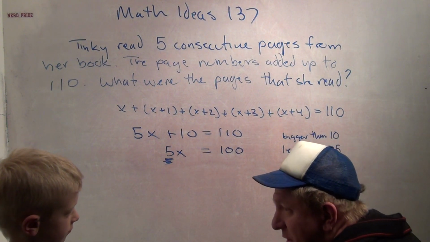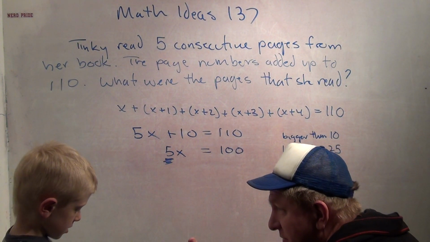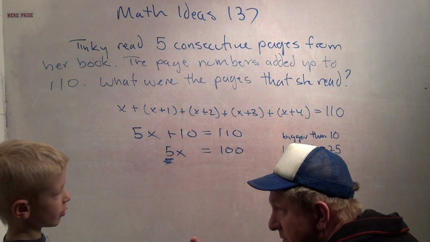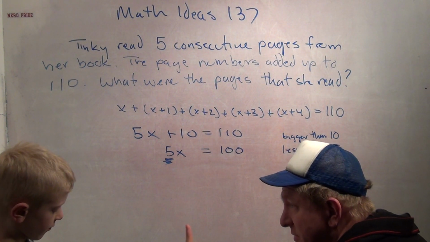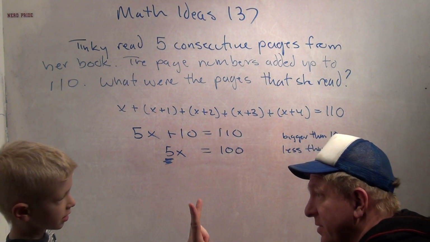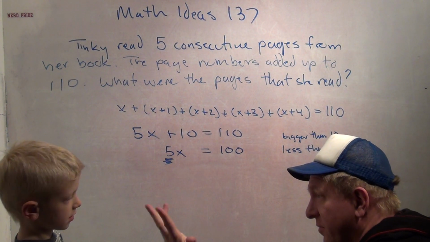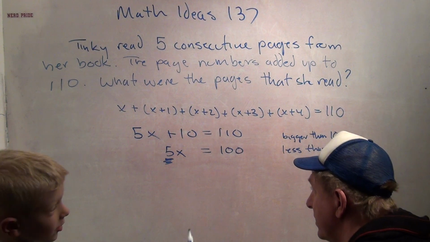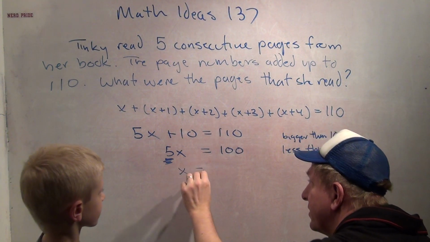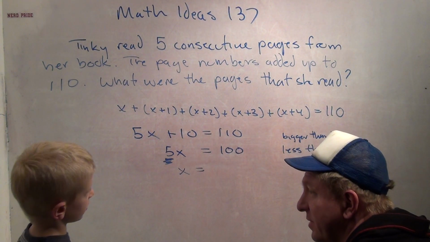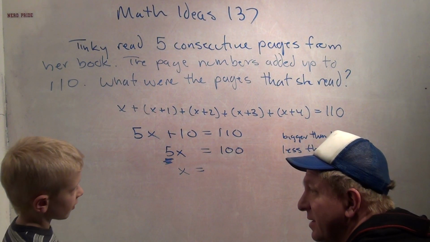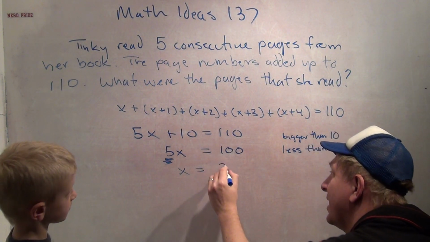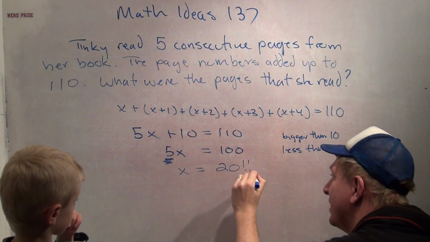Do you know what 1 20 is? 1 20 is equal to 20. 2 20s is equal to? 40. 3 20s is equal to? 60. 4 20s is equal to? 80. 5 20s is equal to 100. So X is what? 5 times what equals 100? 20. Hey.